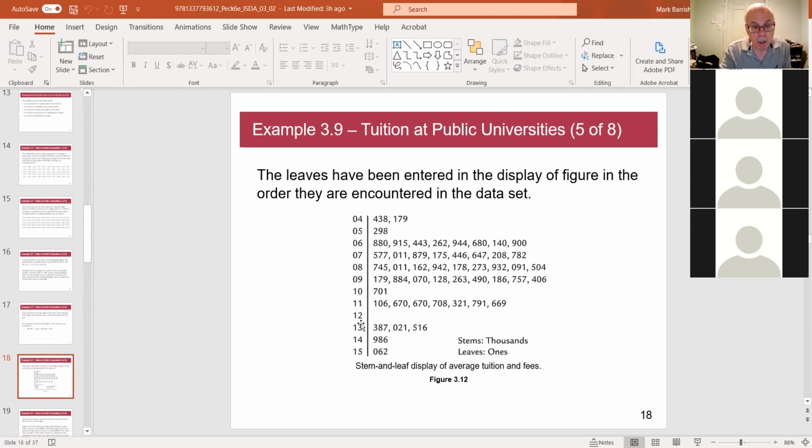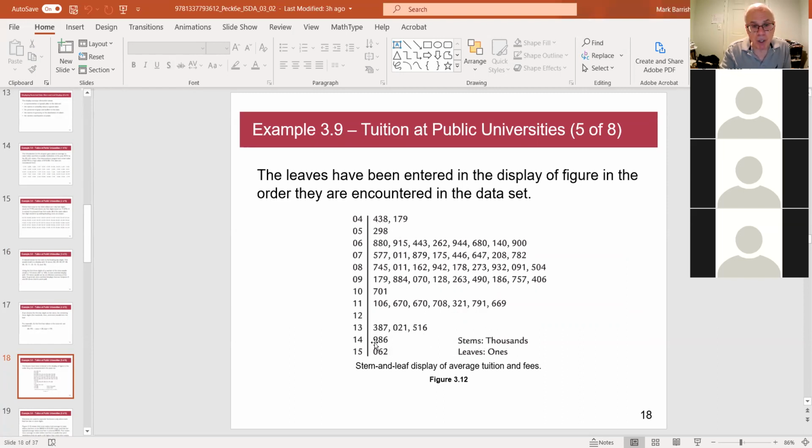Notice that there's no numbers in your data set that are $12,000 for tuition. But there's a couple in the data set that are 13,000. So 13 with a leaf of 387. That particular state would have an average tuition of $13,387. So the stems are in thousands, the leaves are in ones. It's typically a key that tells you that.